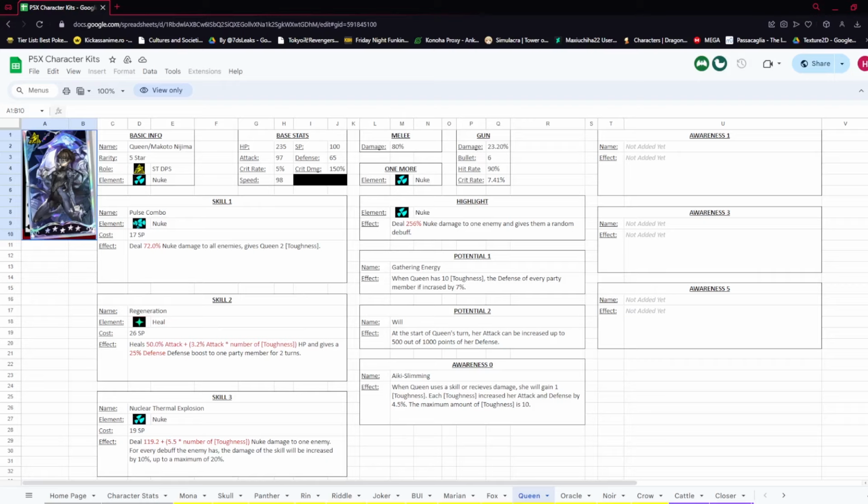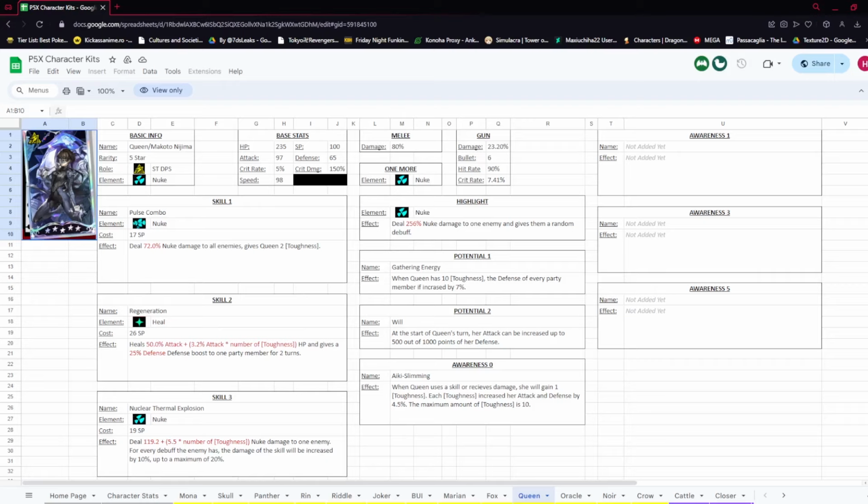Her single target move, we're going to get to, because that's going to be the major one that we want to look at, but we also have to look at everything else. So her AoE move is called Pulse Combo. It takes about 17 SP, in which you will be able to deal 72% nuke damage to all enemies. Now this will give her two toughness, which actually ties into her passive.